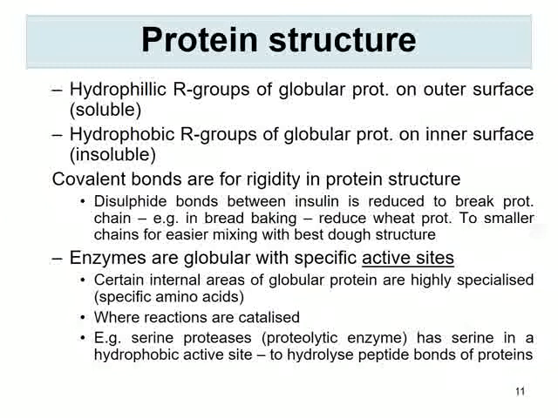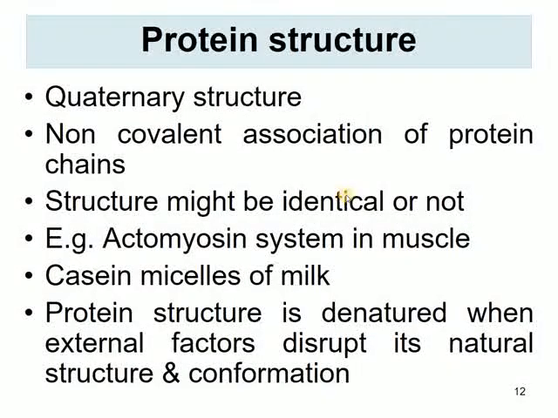Okay, so to move over, the quaternary structure. The quaternary structure is the last level. It's not that complicated. It's characterized by non-covalent association of proteins. So what happens is that it might just be different proteins that are not identical. They come together. An example would be actomyosin, that is the protein actin and the protein myosin that come together in the meat muscle, whereby it helps in terms of contraction and relaxation of the muscle. You'll still learn about that in meat products. Casein micelles of milk, which is very important.